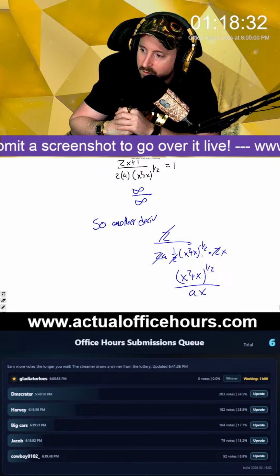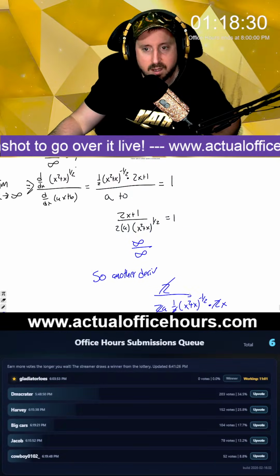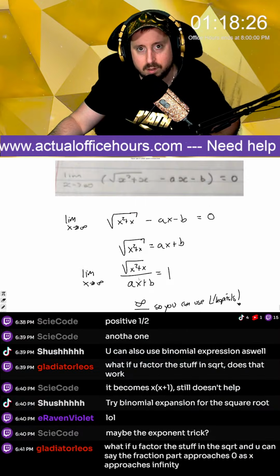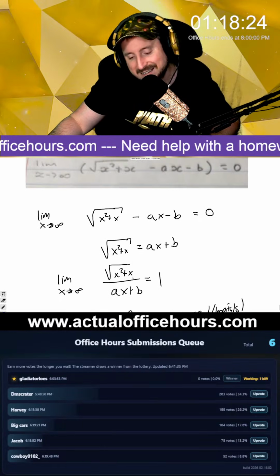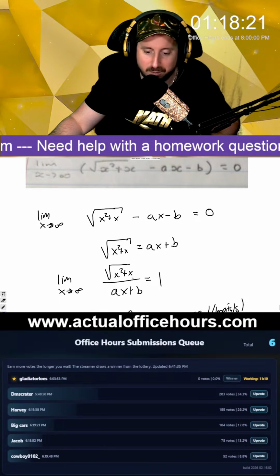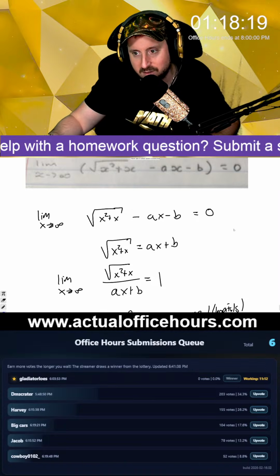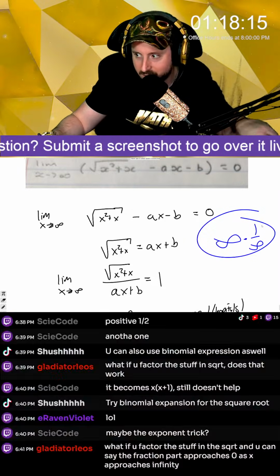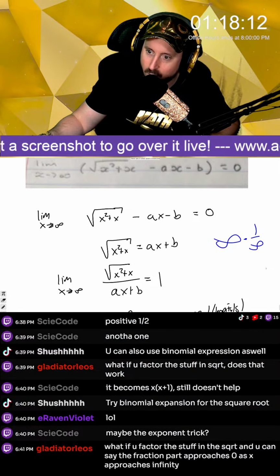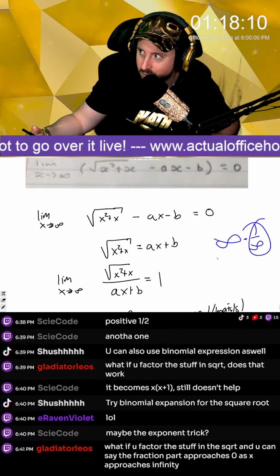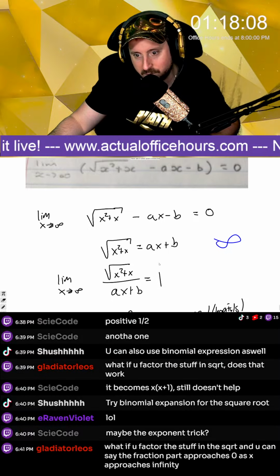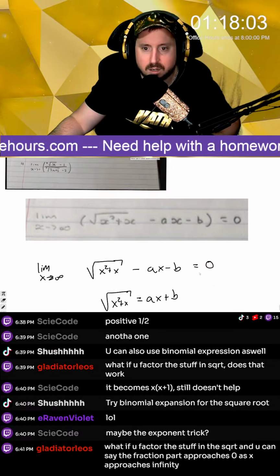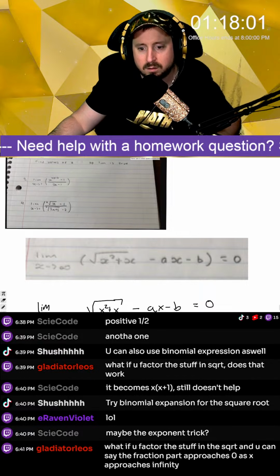Yeah, let's try that. What if you factor stuff in the square root? You can say the fraction part approaches 0. You've got to be careful about that. You can't. So infinity times 1 over infinity. This is not 0. I know the 1 over infinity is technically 0. It approaches 0, but it's not when it's 0 times infinity.